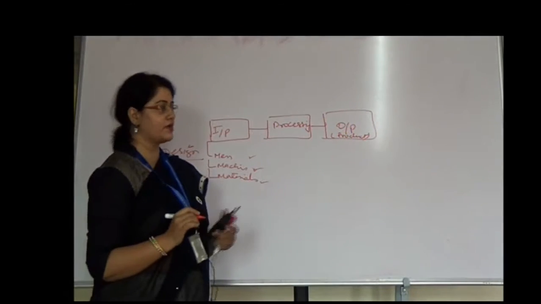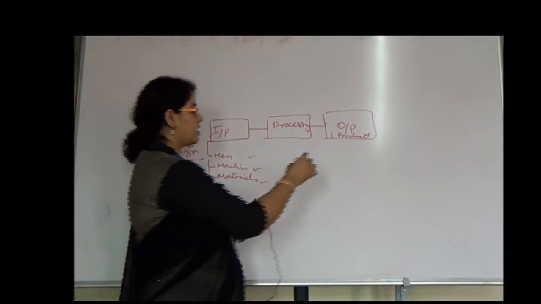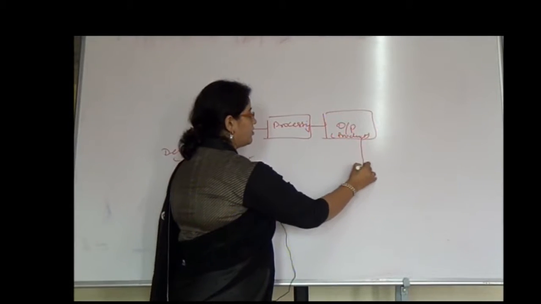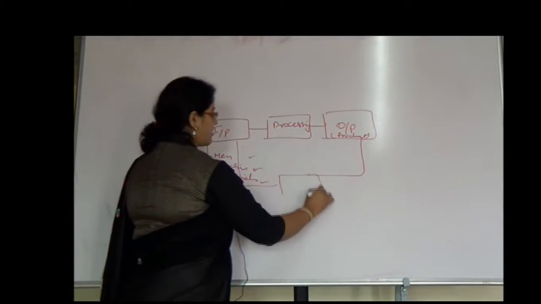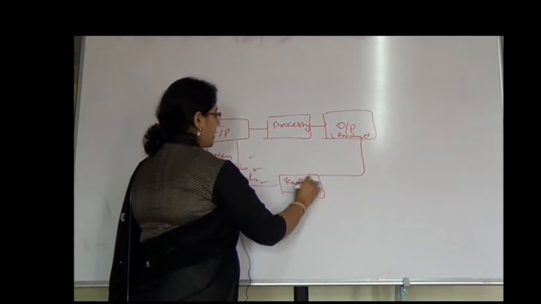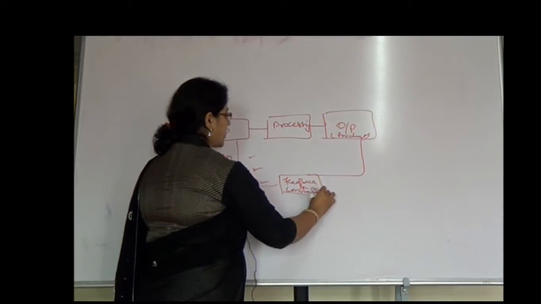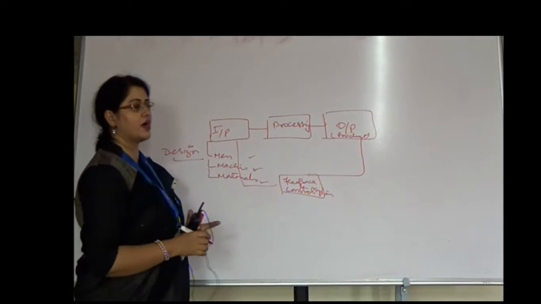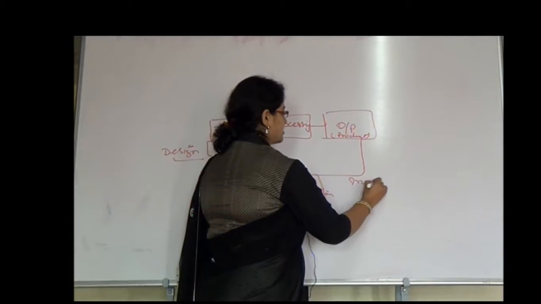Now we say that this is the product and this product is going to the market. Now before that market, what do we do? We do the inspection and testing. We have this kind of loop. This is known as the feedback and control system. Now this feedback and control system will check our products. We check our products through the inspection, right.